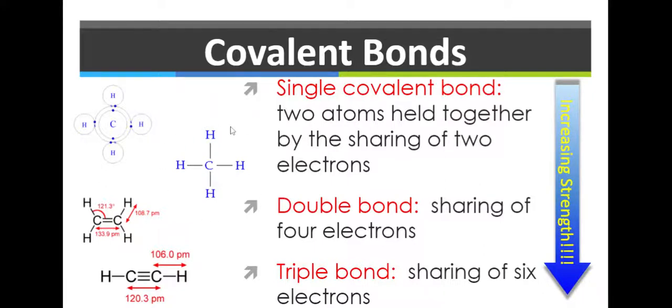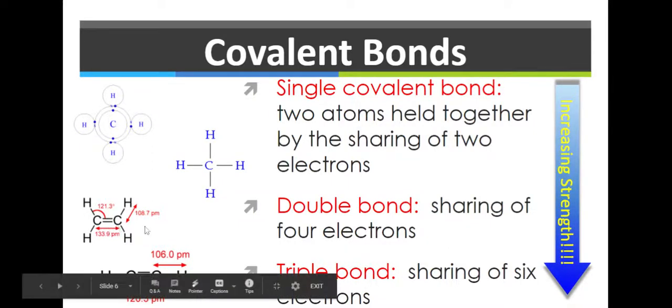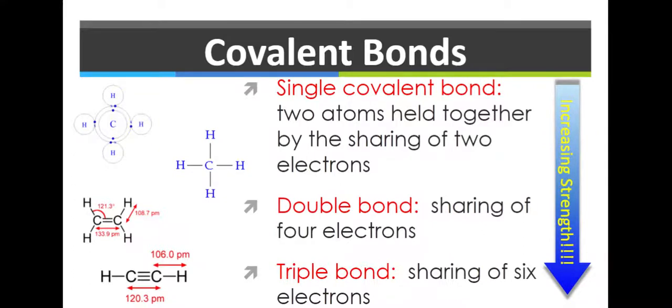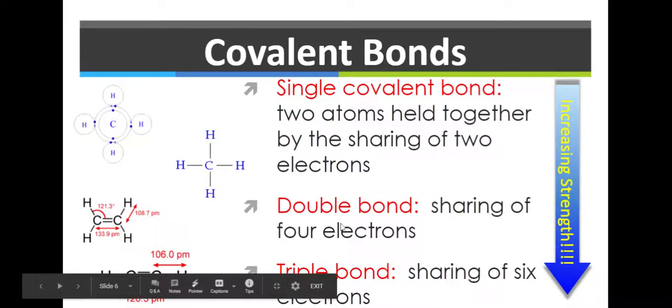So this here is an example of a single bond. Here, you're looking at a double bond. And I'll wait for that image to go down. This one here at the bottom is a triple bond. The number of lines in the Lewis structure indicate the type of bond. A single line is a single bond, a double line is a double bond, and a triple line is a triple bond. As you go down the list, the bonds increase in strength.